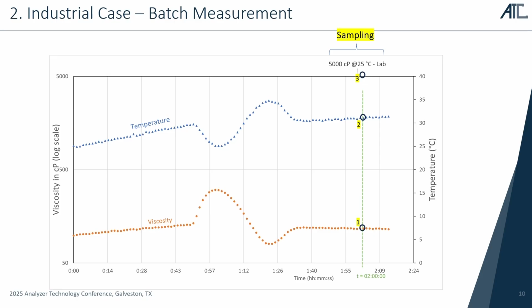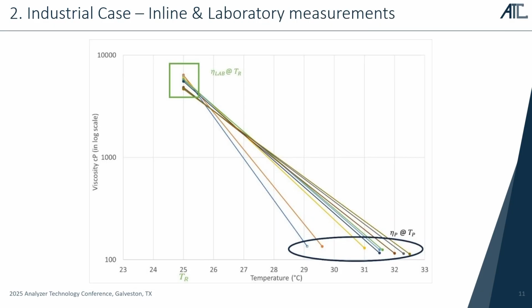So we can see the first phase, and then we have the final phase, where the customer is used to doing the sampling. We can see it on the graph. We have the viscosity and temperature measurements, and the sampling is also done at the exact same time. And we repeat the same steps for a larger number of batches to be able to build the TCV model and the correlation.